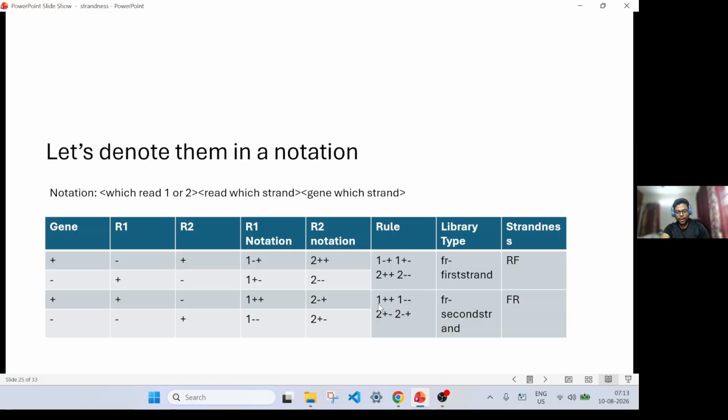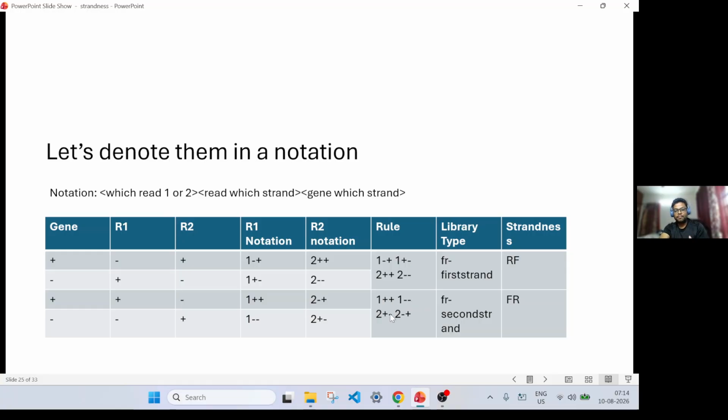So the rule is, for read 1, plus plus and minus minus means the read matches with the gene strand. Here minus minus means when the read is minus, the gene is also minus. But for the second read, it's just opposite. When the gene is minus, the read is going with the positive strand, meaning the opposite strand. So if you observe such a thing, then you say this is the second strand protocol or second strand library. And the first one is F, meaning forward, that means plus plus, minus minus, same to same.